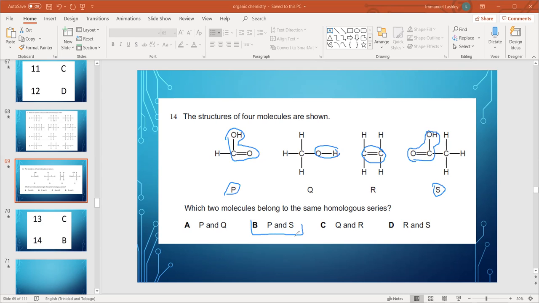So the answer is B, P and S. They both belong to the same homologous series, which is carboxylic acids. All right, so let's move forward.